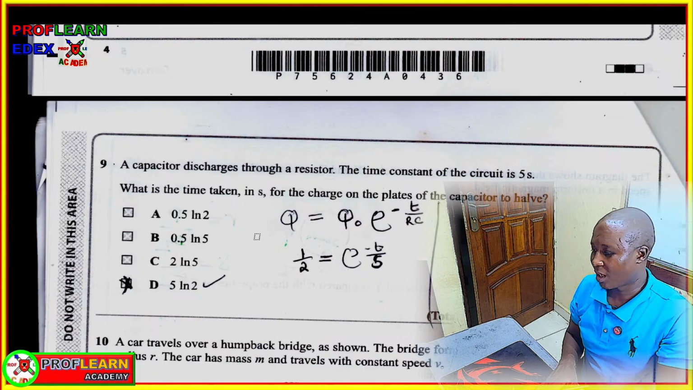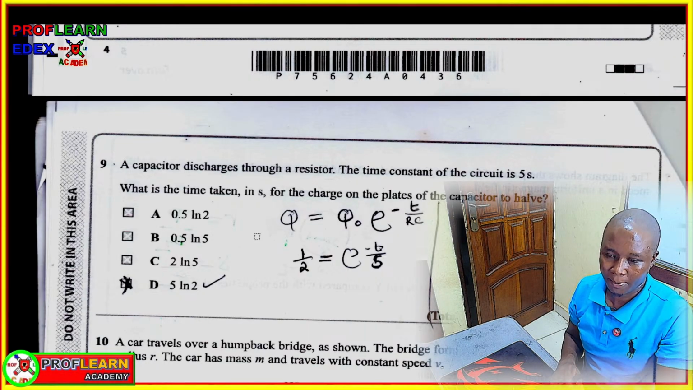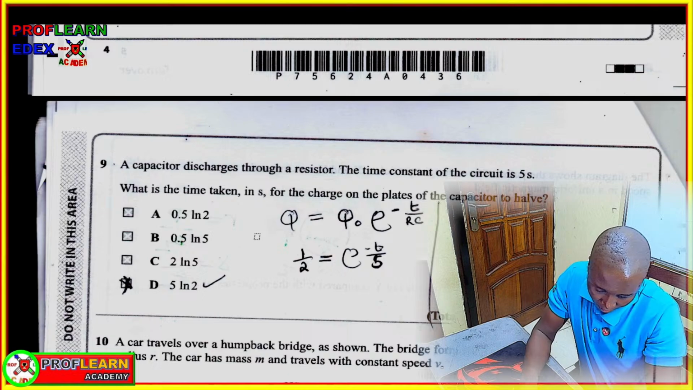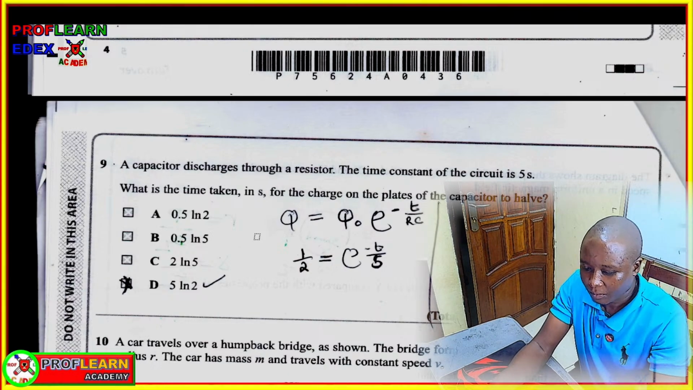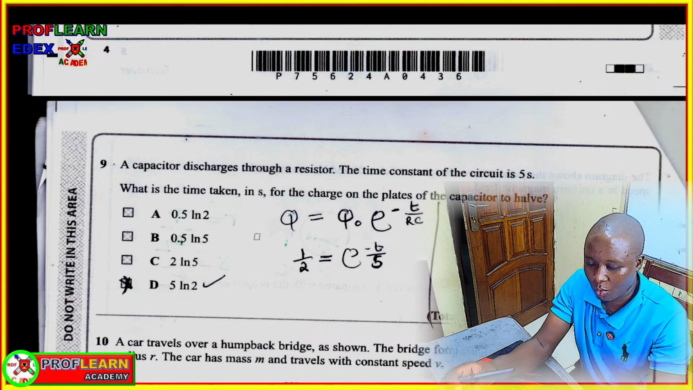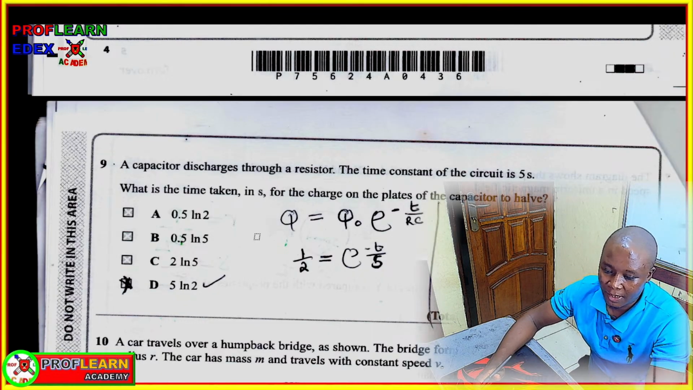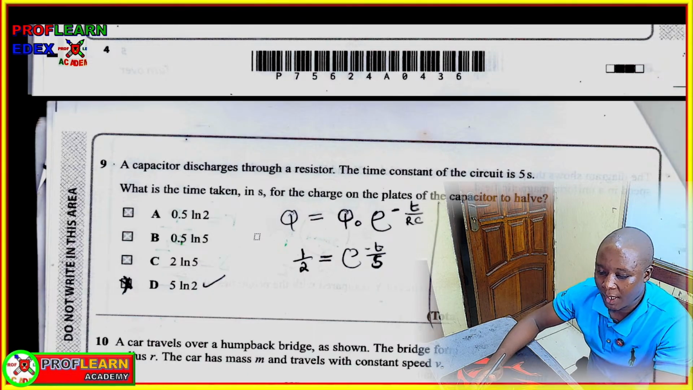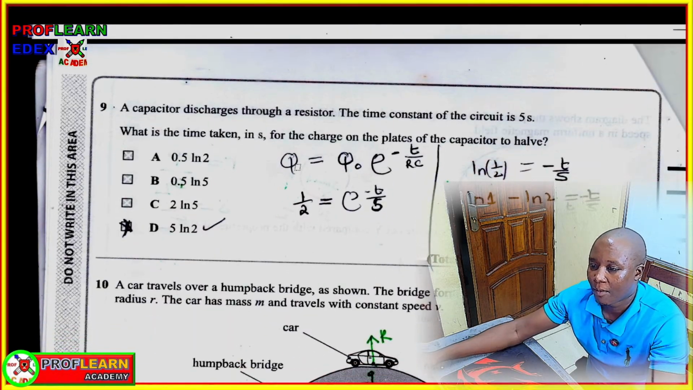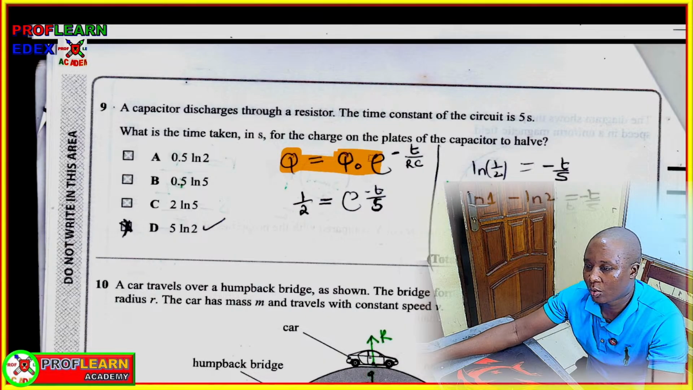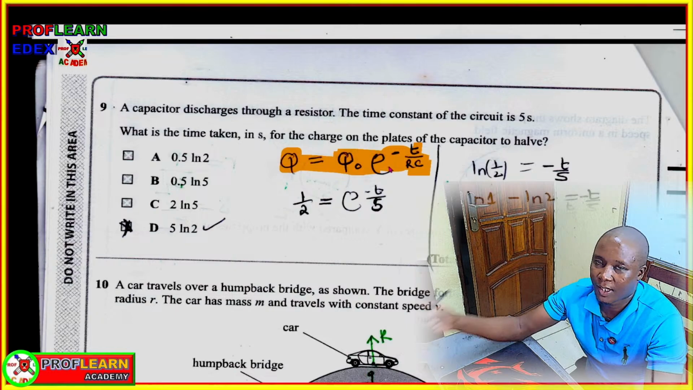Of course, we are going to have another part that we shall be talking about: structured questions. And in question number 9, we are told that a capacitor discharges through a resistor, and the time constant of the circuit is 5 seconds. What is the time taken in seconds for the charge on the plate of the capacitor to halve? In order to work this out, you need to remember that the charge remaining is equal to the initial charge times e to the negative t over RC.